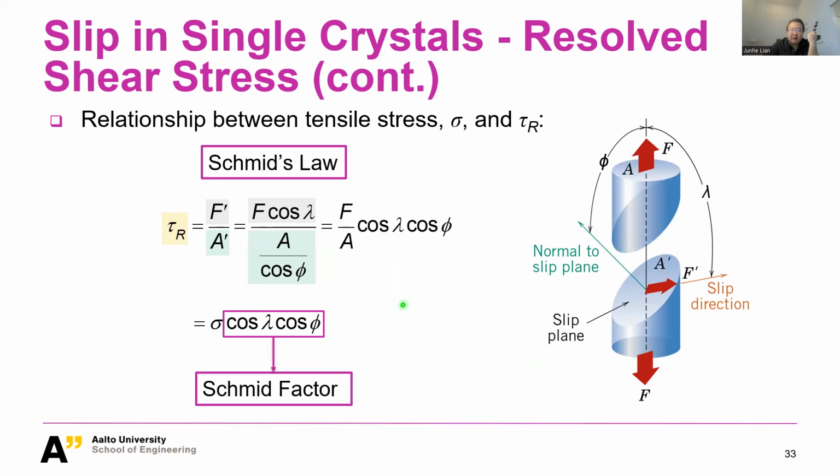Basically, Schmidt law gives the geometrical and also the stress correlation between this. So if you apply a stress sigma to your single crystal specimen, it will only work on a specific slip system with a projection to tau. This tau has a relationship with this sigma by this factor, which is the Schmidt factor: cosine lambda, which is the angle between the slip direction and the force direction, and cosine phi, which is the angle between the normal direction of the slip plane and the force direction.